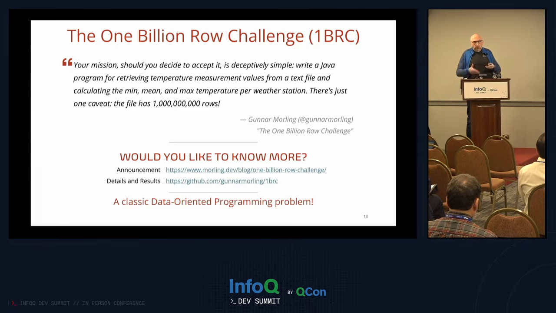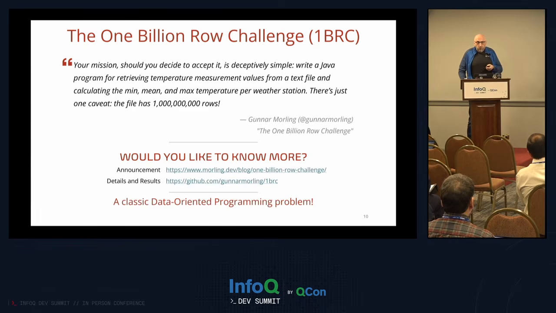So you have a file with 1 billion rows. It has a weather station, which is just some location somewhere on Earth, and it has a temperature measurement. What you need to do is calculate the minimum, average, and maximum temperature per weather station. There is just one caveat: the file has 1 billion rows. If you haven't heard of it, I highly recommend checking it out. You can find the challenge and the solutions on the slide.